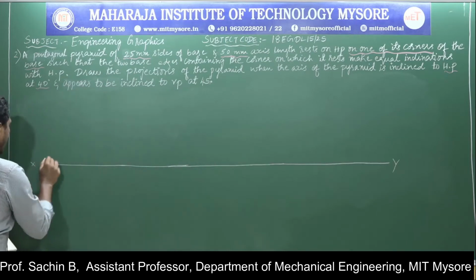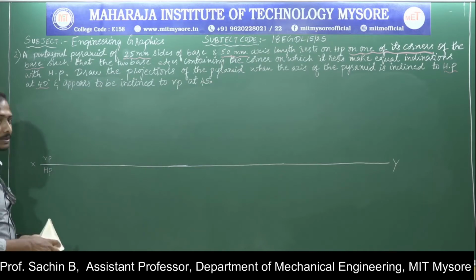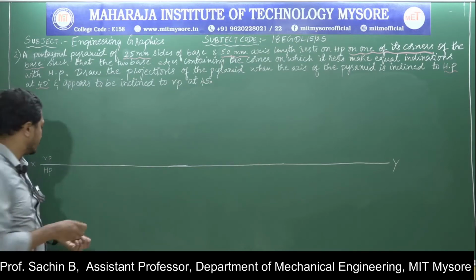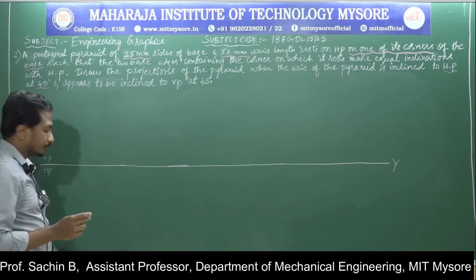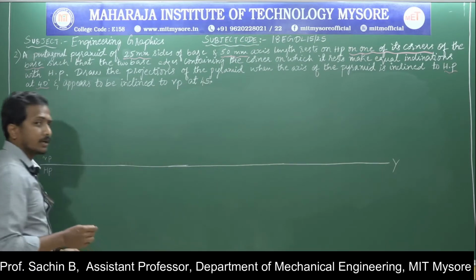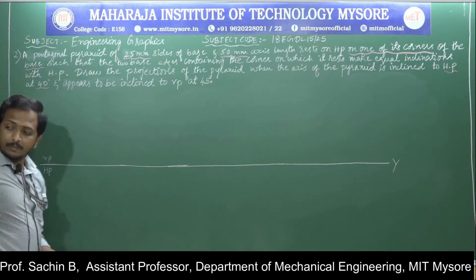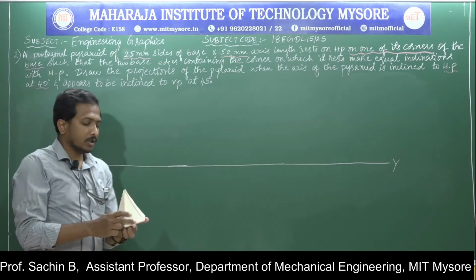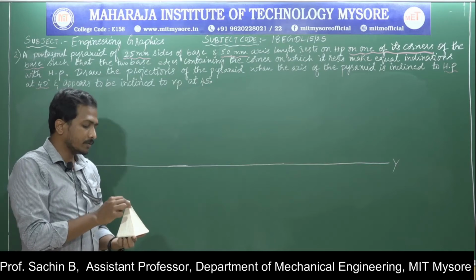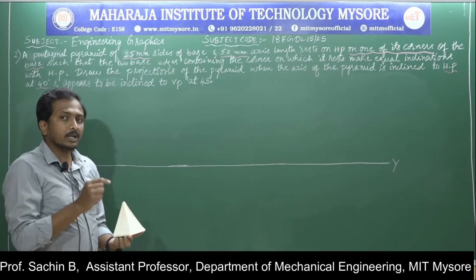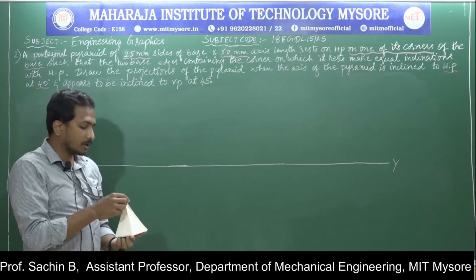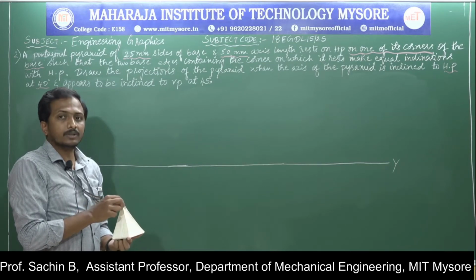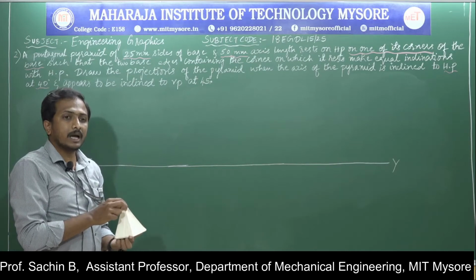After drawing the axis line, I will go for writing the VP and HP. These are the common representations that are necessarily required for us. Next, I will go for drawing the pentagonal pyramid resting on one of its corners. Now, how will this pentagonal pyramid look? If I view this pentagonal pyramid from the top view, the pentagon is clearly visible for us. It is connected from all the corners to the apex point with the clear indication of slant edges.